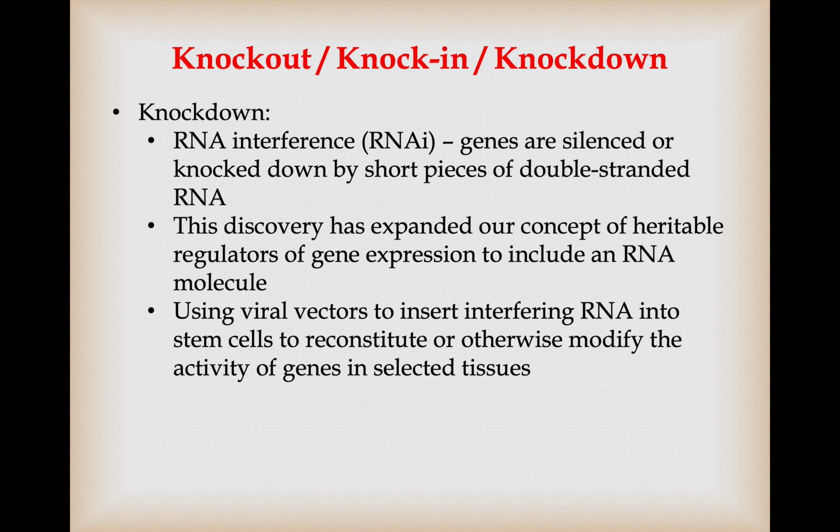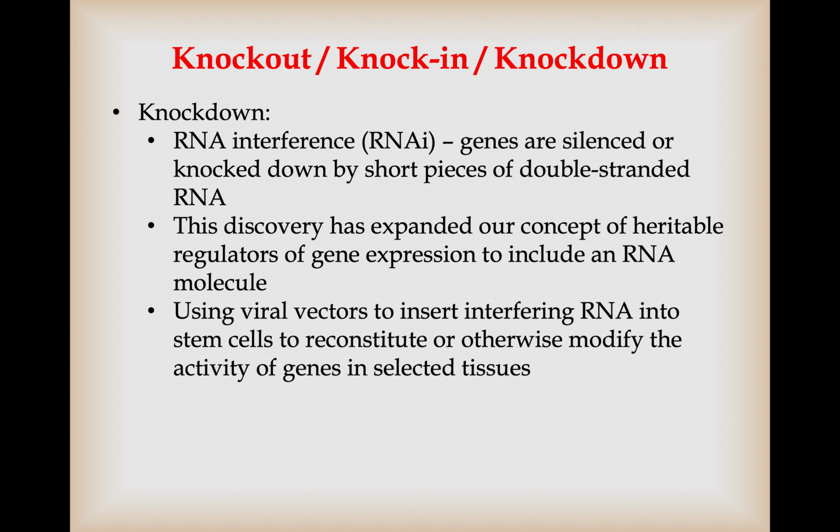And the last one among the three knocks is knockdown. Knockdown is achieved by using RNAi, or RNA interference. Hopefully some of you have heard of RNAi. What it means is that genes are silenced or knocked down by short pieces of double-stranded RNA. We know that RNA is single-stranded, but in this case we are using double-stranded RNA. RNAi opened up a lot of exploration, and the discovery has expanded the concept of heritable regulators of gene expression to include, of course, RNA molecules.